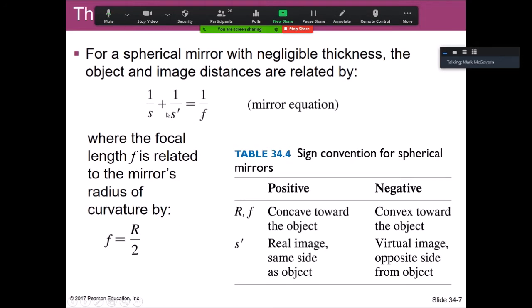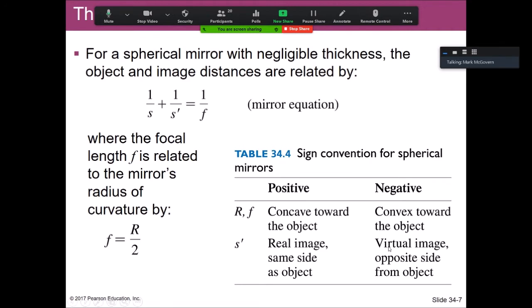If S prime is positive, then that means the image is formed on the same side as where the object is, and it is a real image. And if you remember, we've talked a lot about virtual and real images. What that means is this: when we say an object is a real image, that means light rays actually reach that location. They don't, because sometimes they can just appear to come from that location. That's what virtual images are.